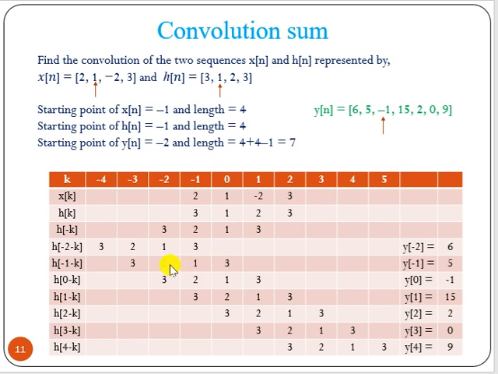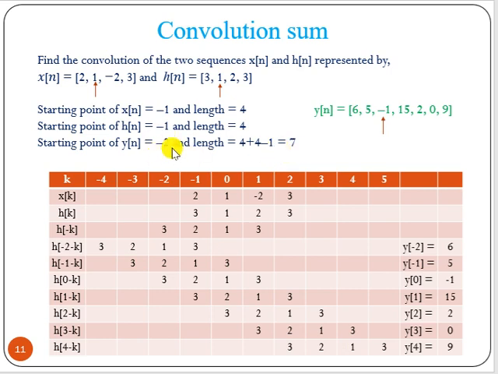Now if we look into h of minus 1 minus k with x of k that we have here, these two values are basically overlapping. So now we can multiply 2 into 1, then sum plus 3 into 1. So the result is 5. Similarly, for h of 0 minus k, find out the overlap, multiply in this way and take the summation. Like that you have to go on, until we reach the end point.